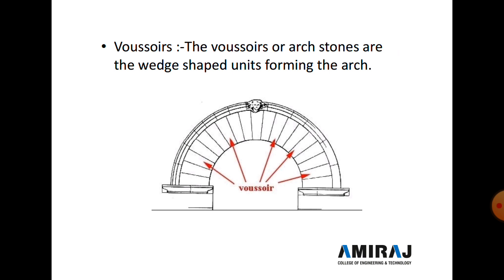Now the next technical term is voussoirs. The voussoirs of the arch are the wedge-shaped units forming the arch. See this figure. Here a wedge-shaped stone is cut in a wedge shape and provided in the arch.